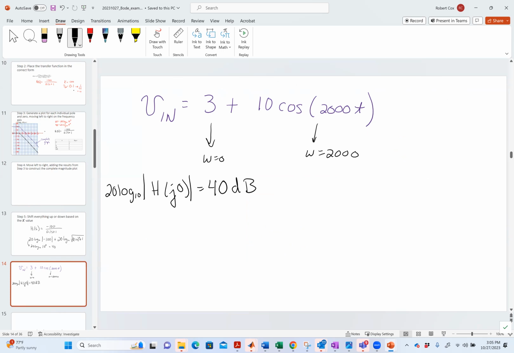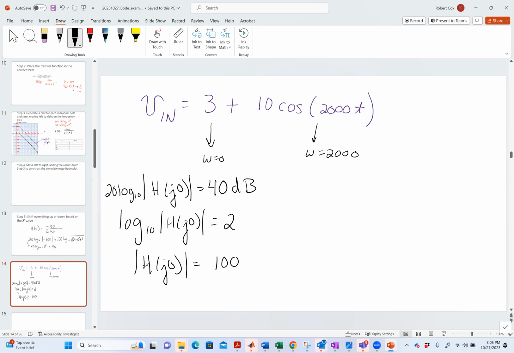So if I want to figure out the actual magnitude, what do I have to do? I have to undo that 20 log stuff. What's the first thing? I divide both sides by 20. On the left side, I get rid of the 20. On the right side, 40 divided by 20 is 2. How do I undo the log? I raise 10 to the power of both sides. So the magnitude of H of j0 is equal to what? 100.